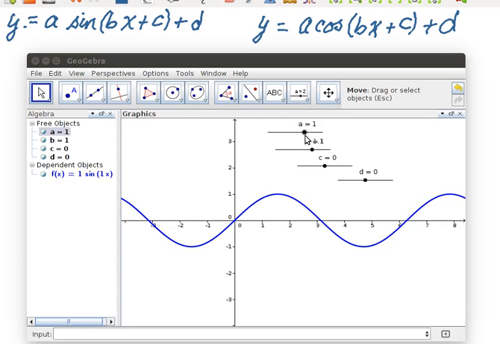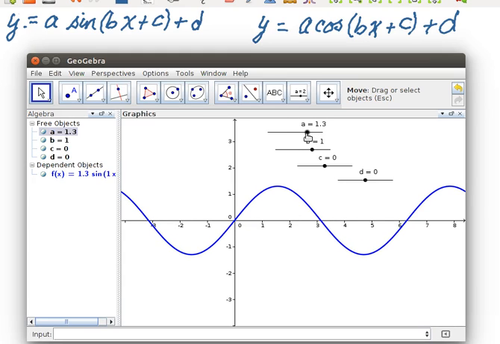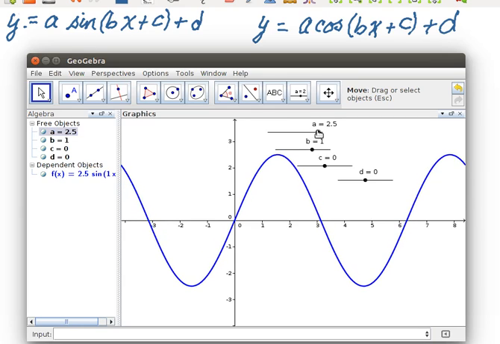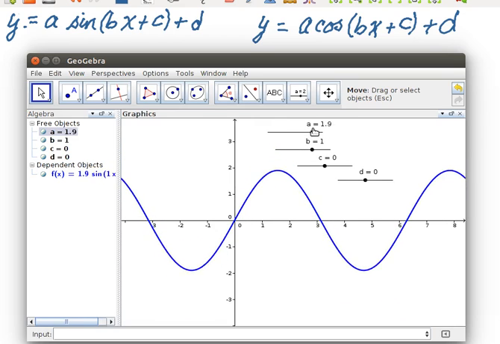All right, now let's begin to adjust some things. Let's adjust a and see what happens, instead of having 1 times the sine. In other words, right now we're really looking at the sine of x. We've looked at that before. But now let's start to increase a and see what happens. It stretches the graph in the y direction.